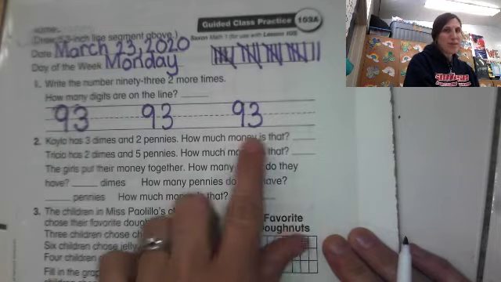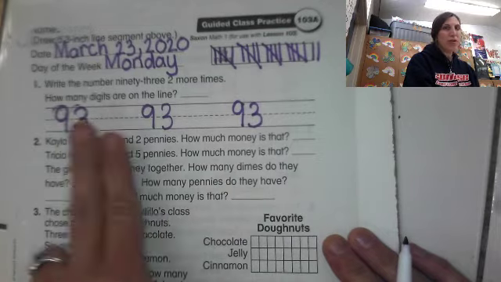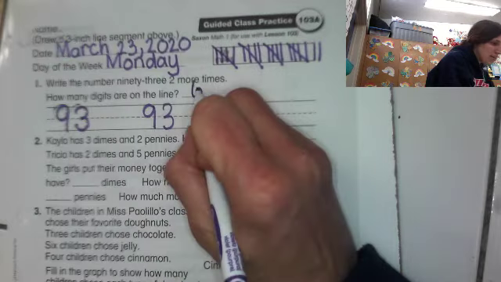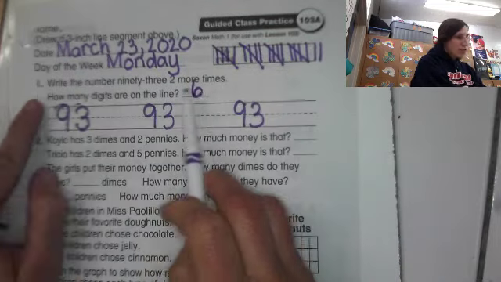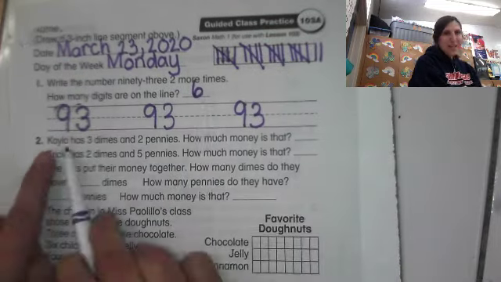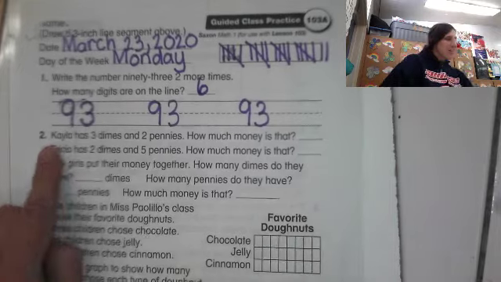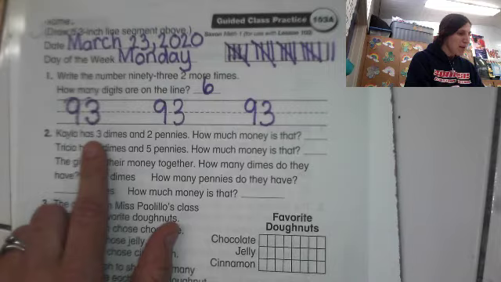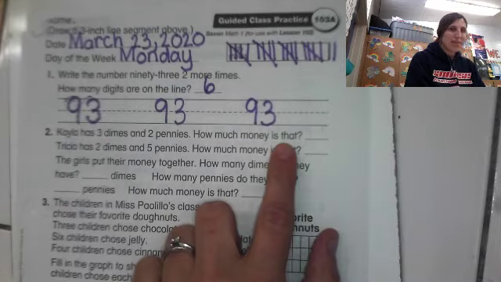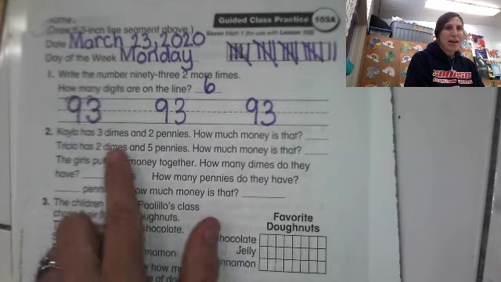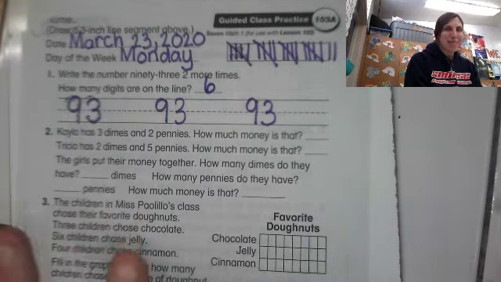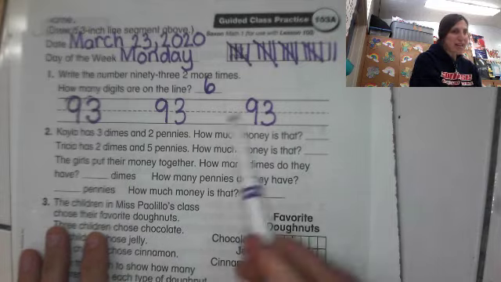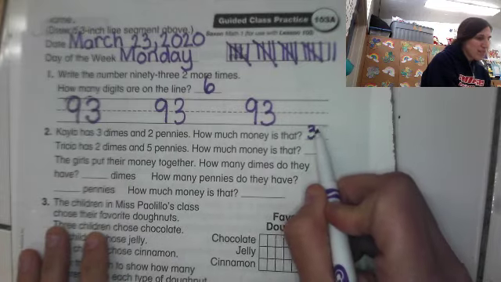We're going to count by 2s. Ready? 2, 4, 6. That's right. Put it on the line. Double check that you follow directions. Kayla. You see the name Kayla. Kayla has 3 dimes and 2 pennies. How much money is that? What do you think? A dime means 10, right? So we have 10, 20, 30, and 2 pennies. That would be 32 cents.